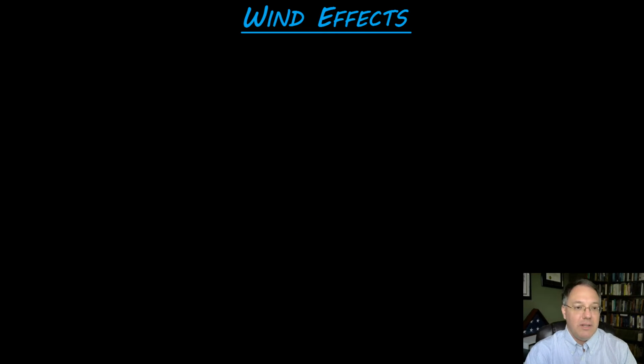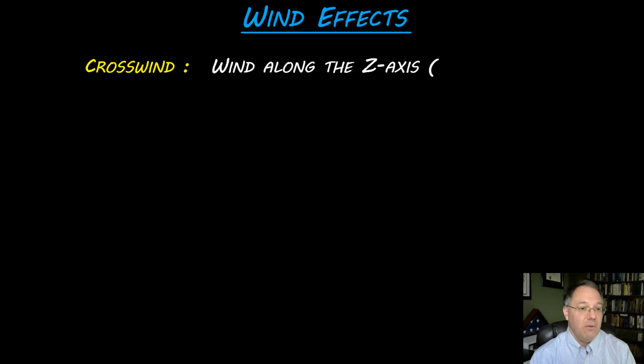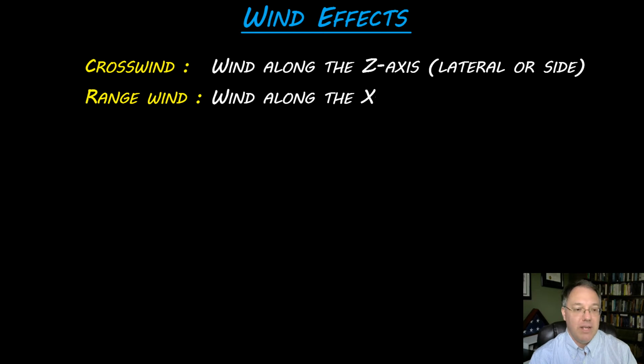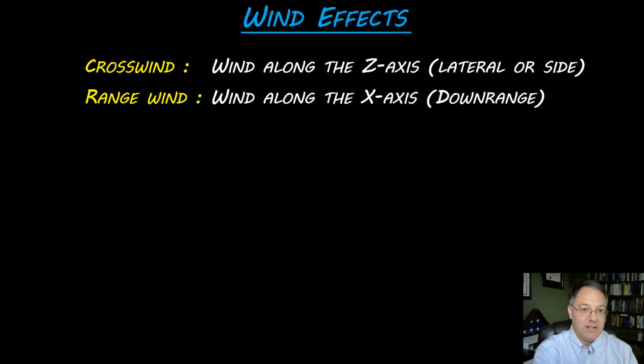Let's start our discussion of wind effects with what kinds there are. We can start with the idea of a crosswind, which is wind that acts along the z-axis, so things coming laterally from the sides. We also have what we call a range wind, which is wind along the x-axis. Remember that our positive direction is going downrange, so things going in the direction that we're shooting is our range wind.